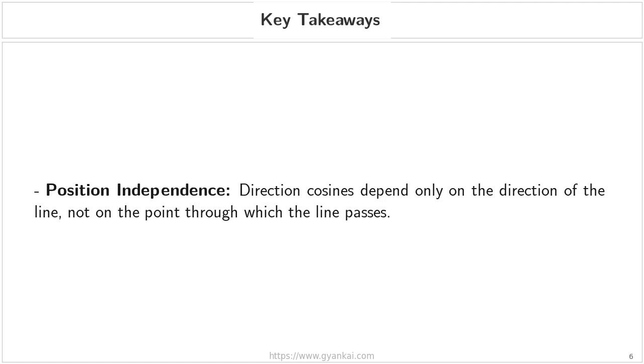Key takeaways. First, remember the principle of position independence. This is a crucial takeaway. Direction cosines are entirely dependent on the orientation or the tilt of the line. They do not care where the line is located in space. Whether the line passes through the origin or is tucked away in a far corner of the coordinate system, if the tilt remains the same, the direction cosines remain the same.